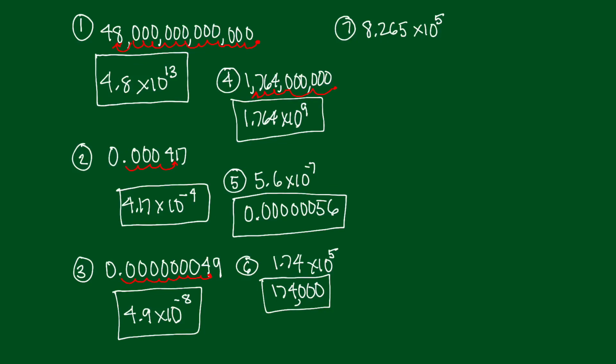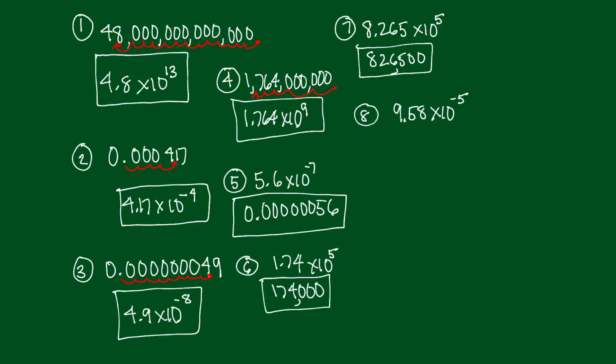Number 7, what did we do? To get that decimal right there, we must have moved it 5 places, positive exponent, so we moved it 5 places to the left. To get it out, we'll go 5 to the right. So here's the decimal, 1, 2, 3. We're going to need 2 more zeros. So how about 8, 2, 6, 5, and 2 zeros, and then I'll write the comma in there.